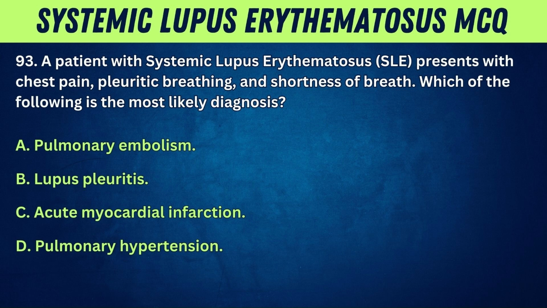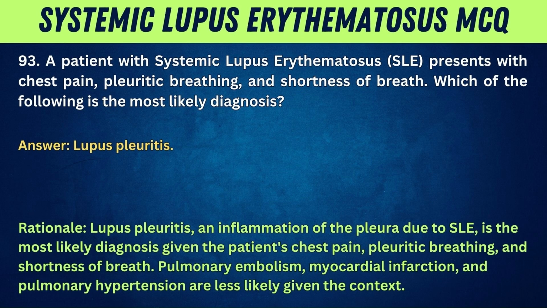Which of the following is the most likely diagnosis? A. Pulmonary embolism. B. Lupus pleuritis. C. Acute myocardial infarction. D. Pulmonary hypertension. Answer: lupus pleuritis.